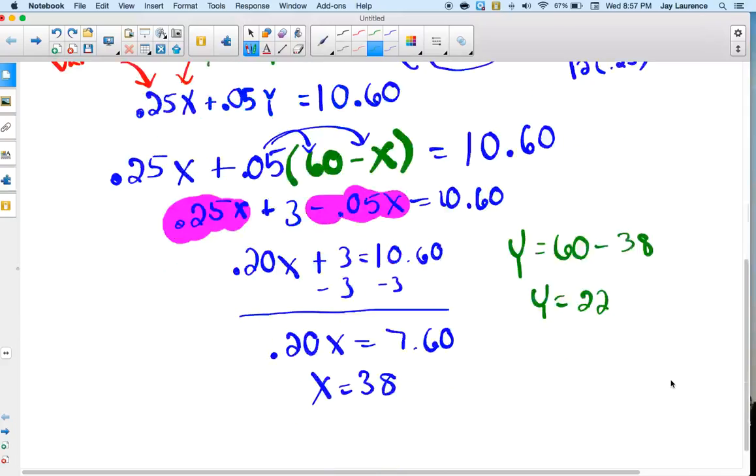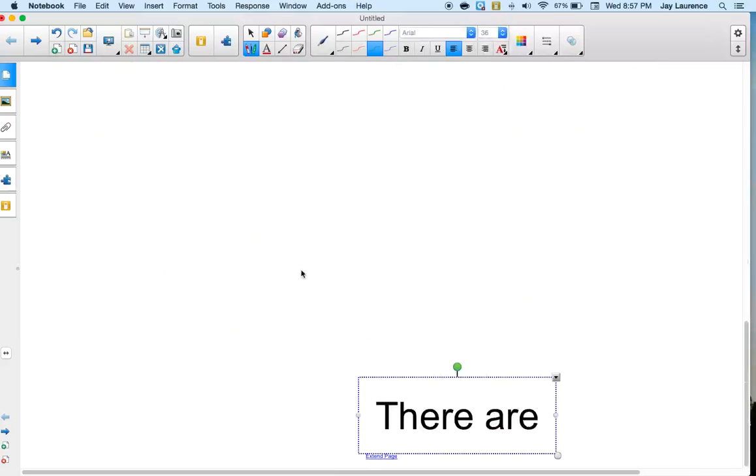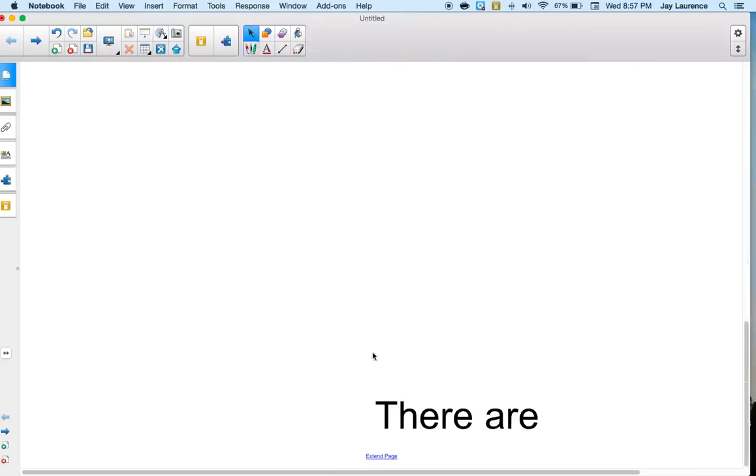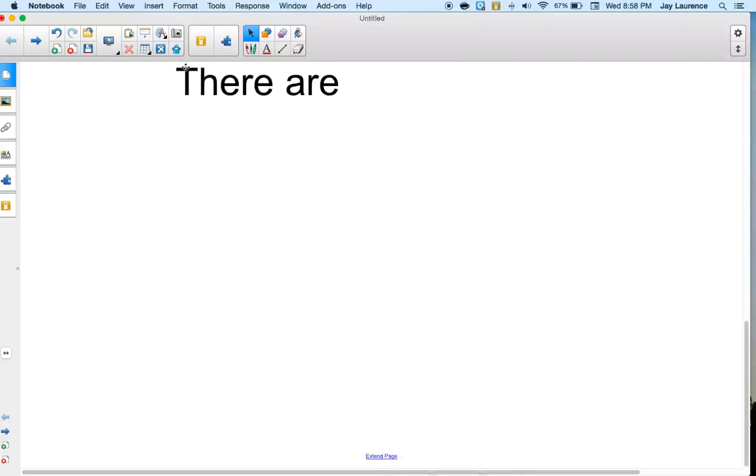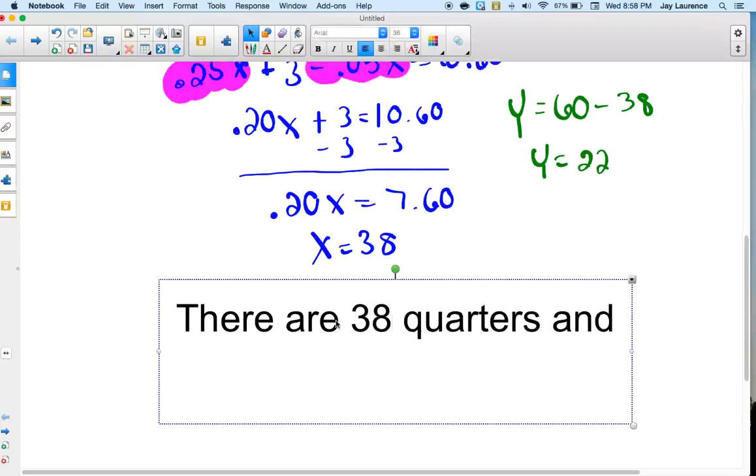So I'm not done with the problem because I haven't written a sentence yet. And I'm going to say there are, I don't know why that's so big, or it's at the bottom of the screen, but let me move it up here. There we go. Okay, there are 38 quarters and 22 nickels. All right, if you wanted to check it, you could multiply 38 by 25 hundredths, add the product of 22 times 5 hundredths, and it should equal $10.60.